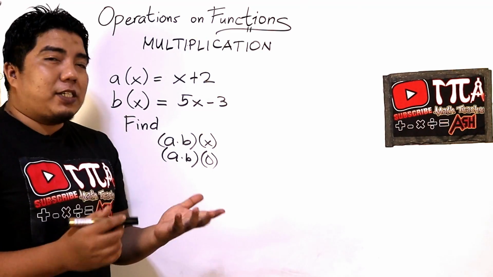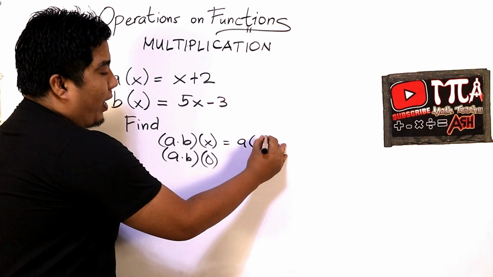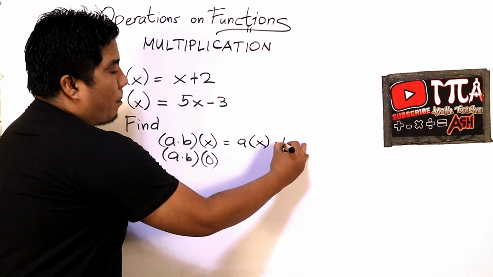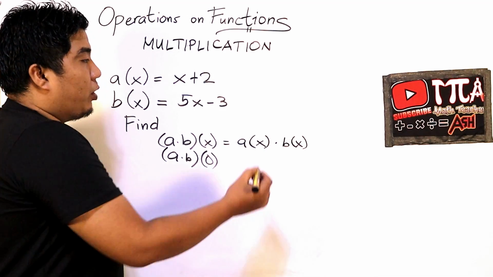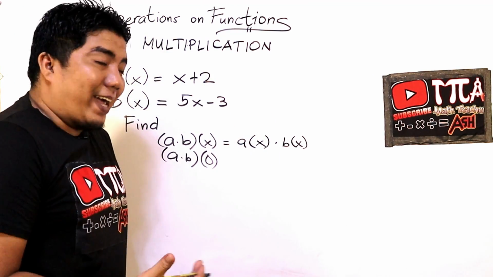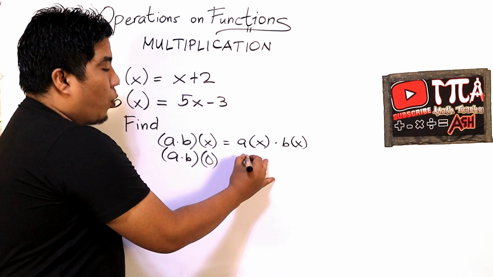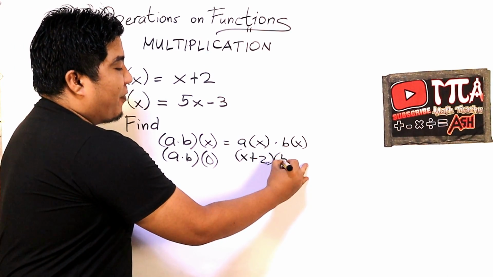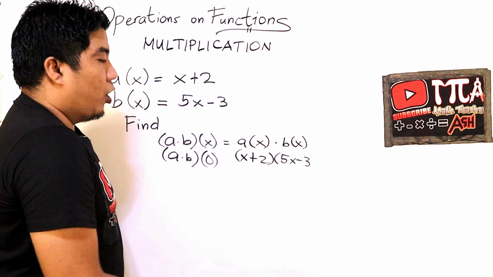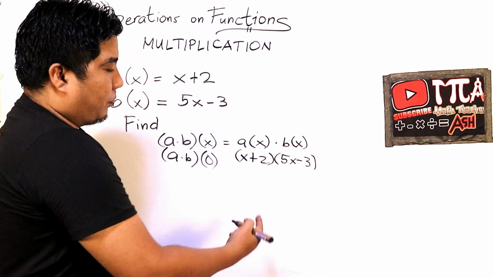Okay, so first, what we need to do is you just get the a of x multiplied by the b of x. So basically, what we need to do is to multiply these two, the x plus 2 and the 5x minus 3. So substituting, we have x plus 2 multiplied by 5x minus 3. So what we do here is we apply the FOIL method.